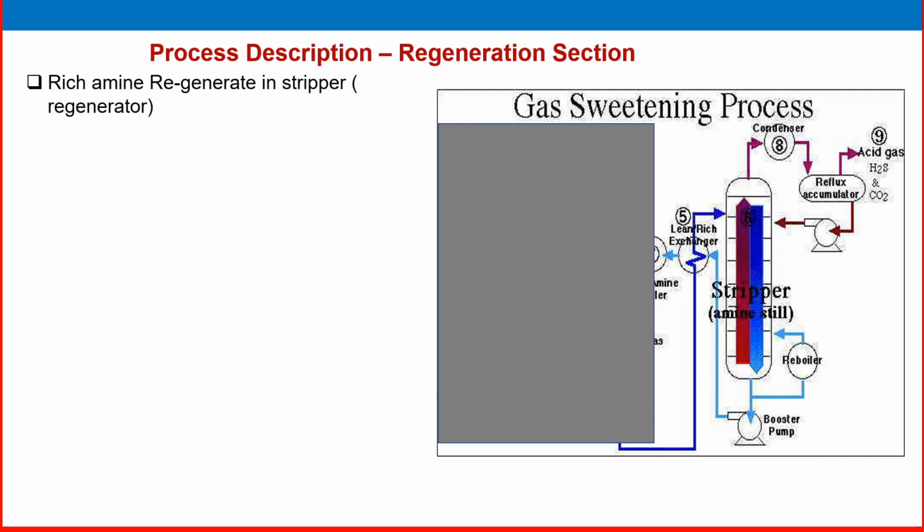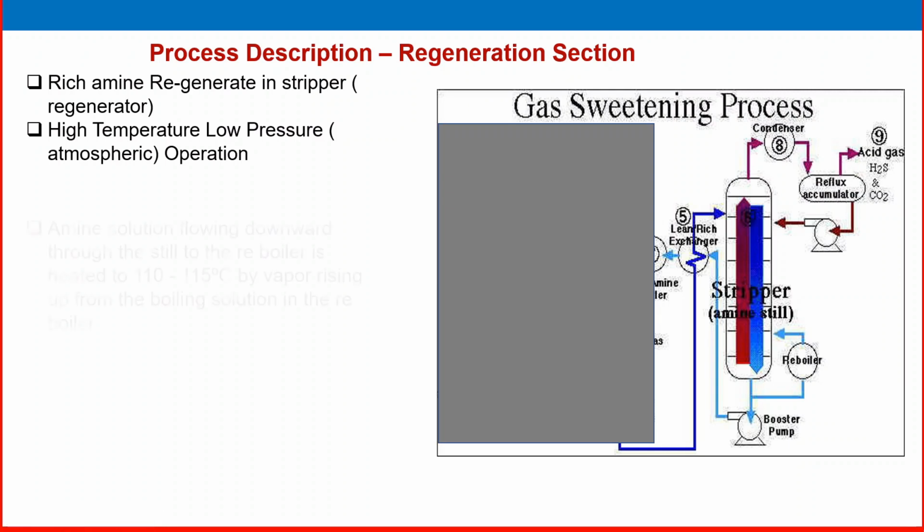Rich amine is regenerated in the stripper, which is called a regenerator. It operates at high temperature and low pressure. The high temperature is just above the water boiling point, around 115 degrees C, and the pressure is atmospheric, a low pressure operation, just the opposite of the absorber.